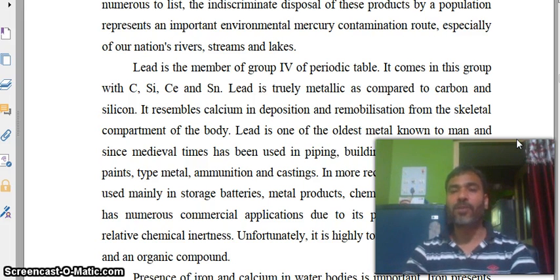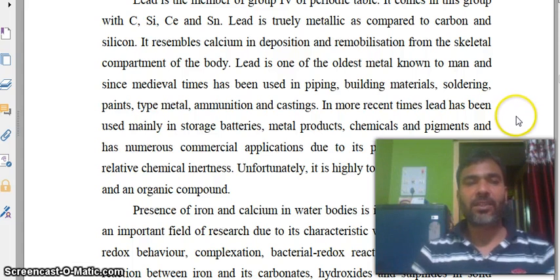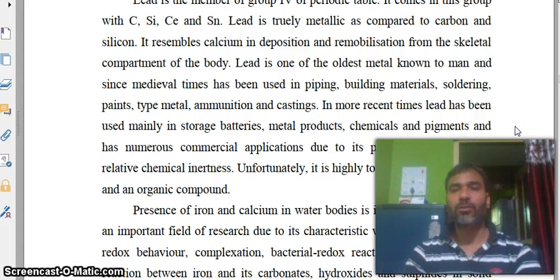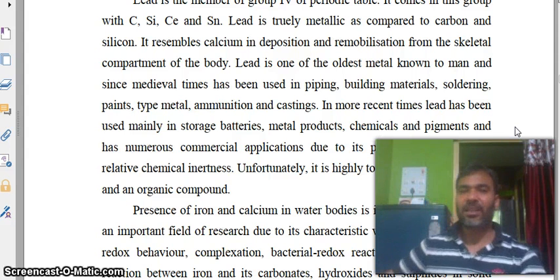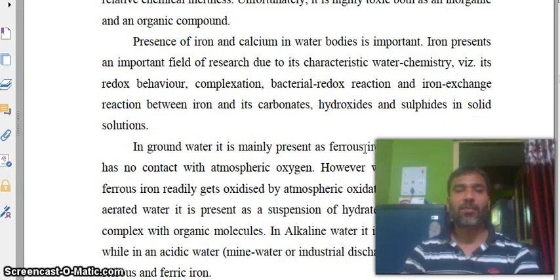Lead is one of the oldest metals known to man and since medieval times has been used in piping, building materials, soldering, paint, type metals, ammunition and casting. In more recent times, lead has been used mainly in storage batteries, metal products, chemicals and pigments and has numerous commercial applications due to its physical properties and relative chemical inertness. Unfortunately, it is highly toxic both as inorganic and organic compounds.